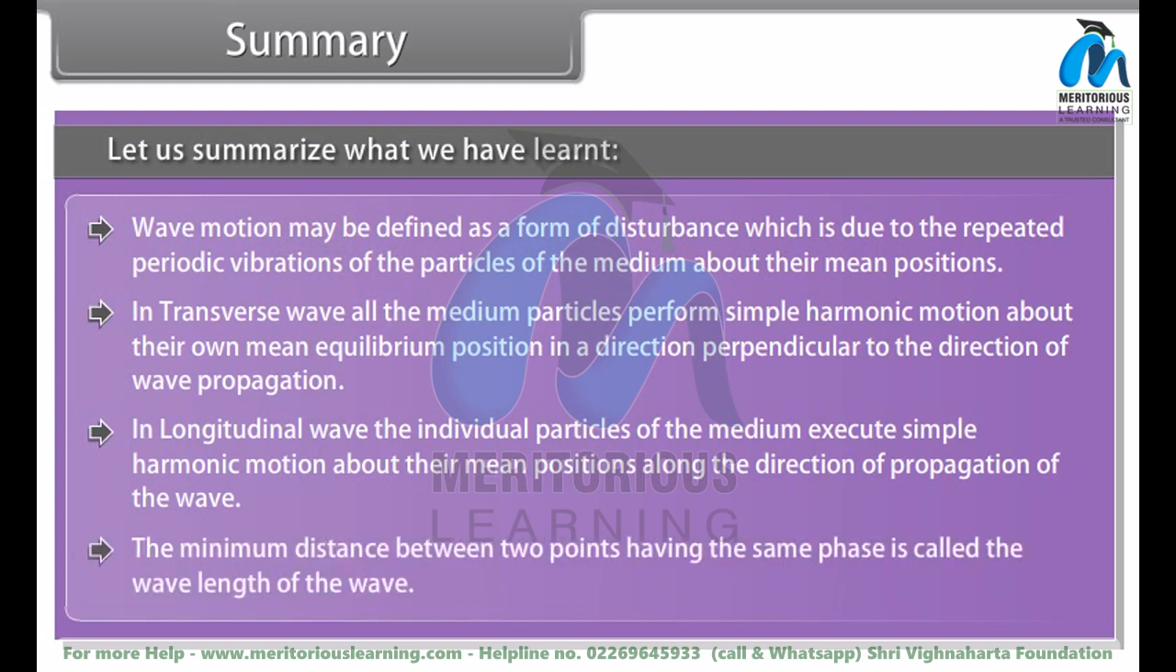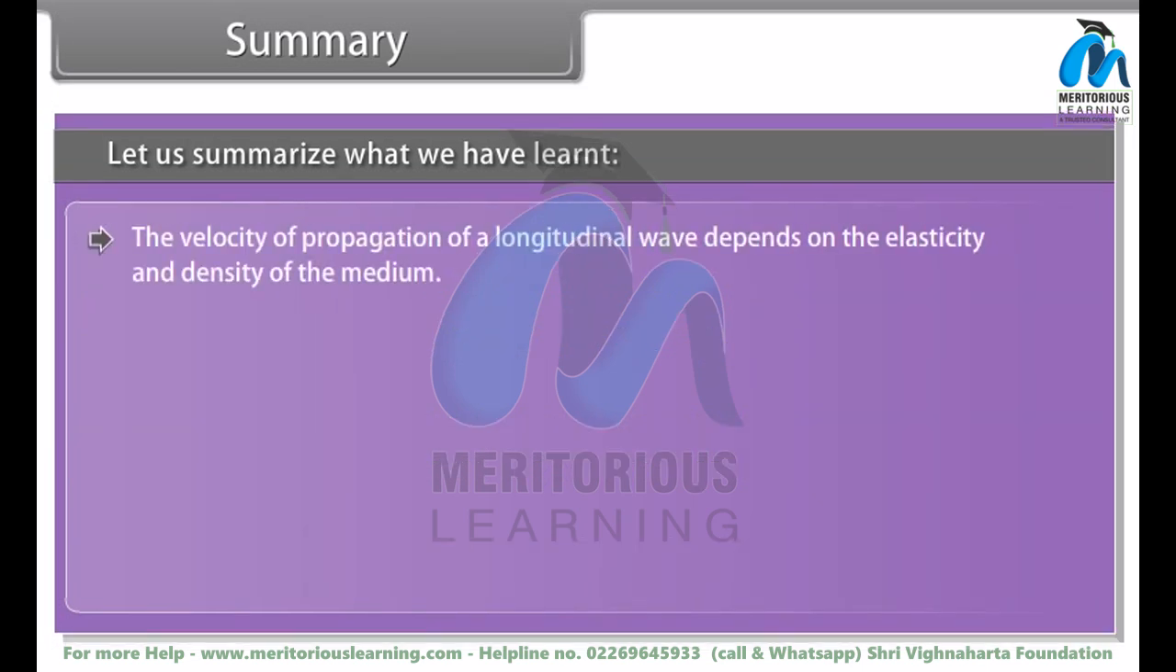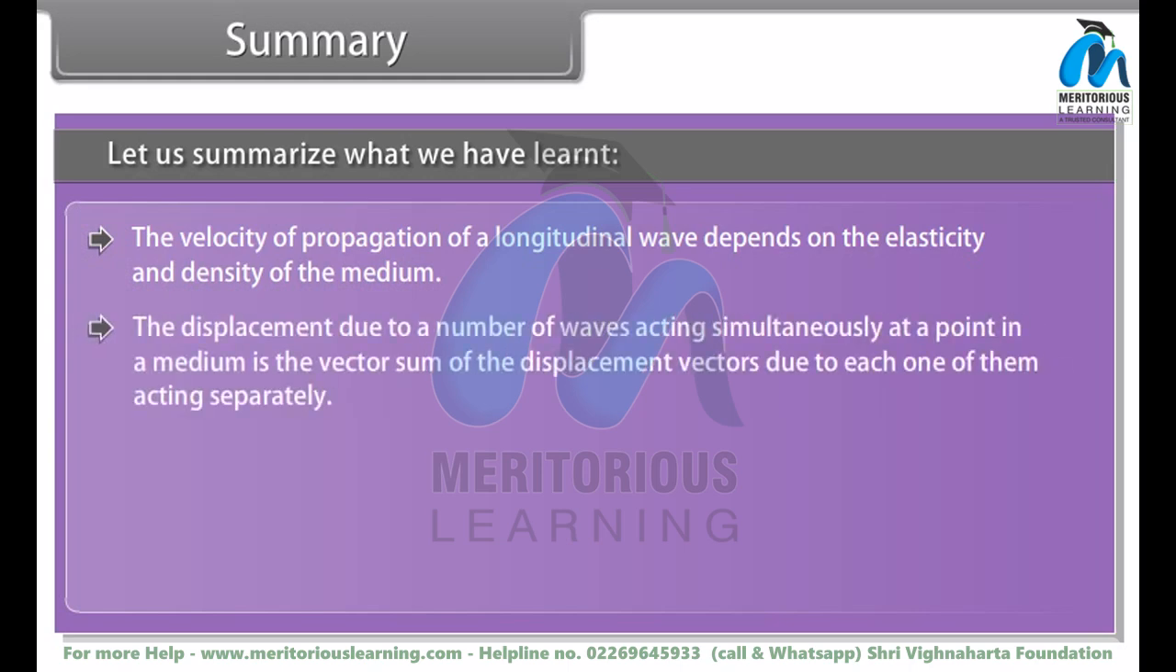The minimum distance between 2 points having the same phase is called the wavelength of the wave. The velocity of propagation of a longitudinal wave depends on the elasticity and density of the medium. The displacement due to a number of waves acting simultaneously at a point in a medium is the vector sum of the displacement vectors due to each one of them acting separately.